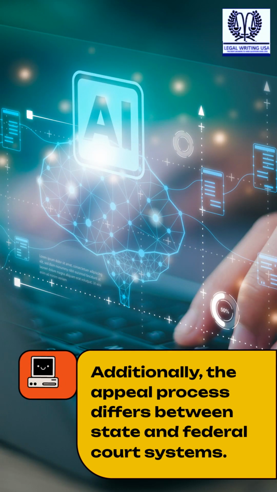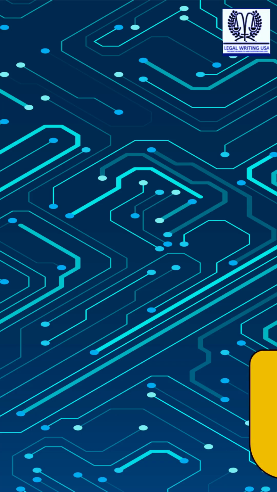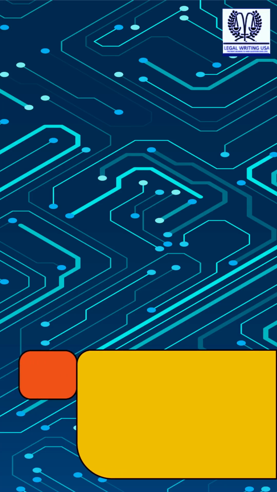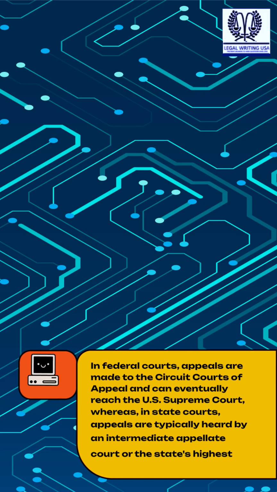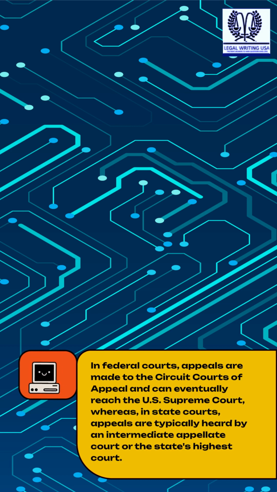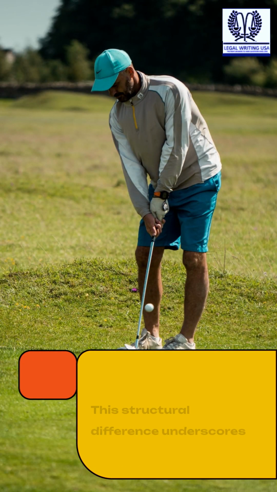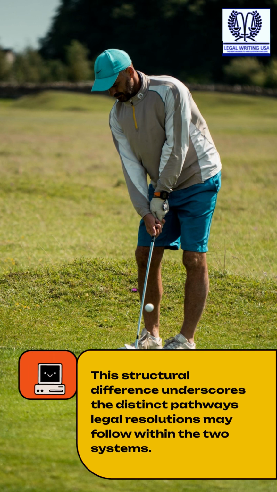Additionally, the appeal process differs between state and federal court systems. In federal courts, appeals are made to the circuit courts of appeal and can eventually reach the U.S. Supreme Court, whereas, in state courts, appeals are typically heard by an intermediate appellate court or the state's highest court. This structural difference underscores the distinct pathways legal resolutions may follow within the two systems.